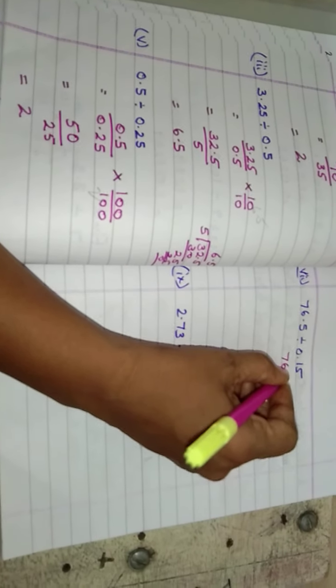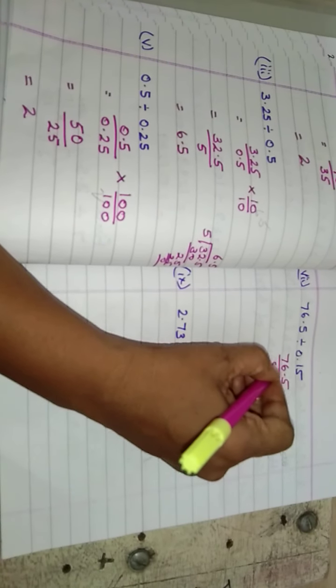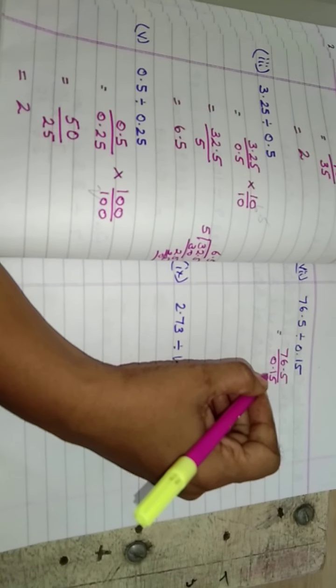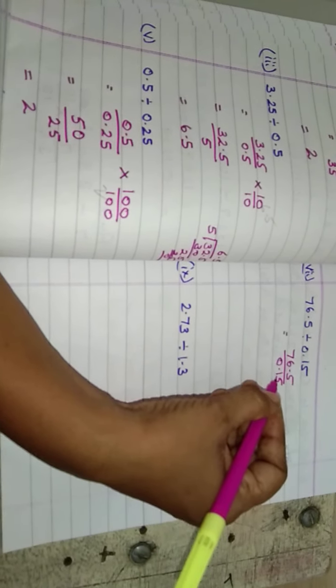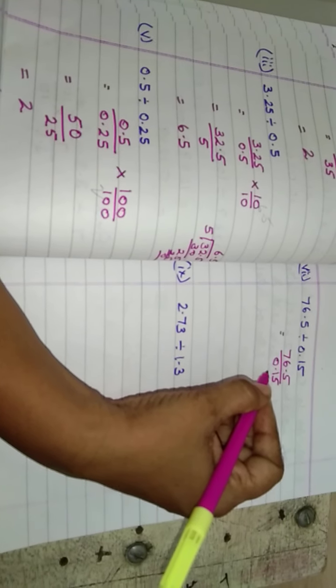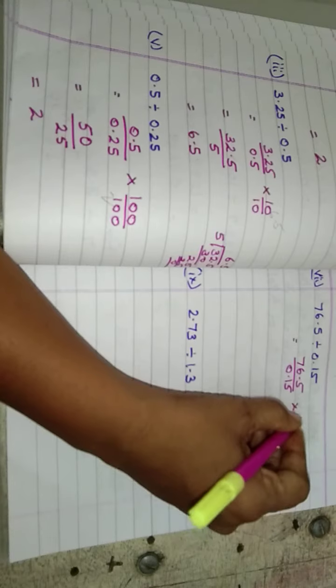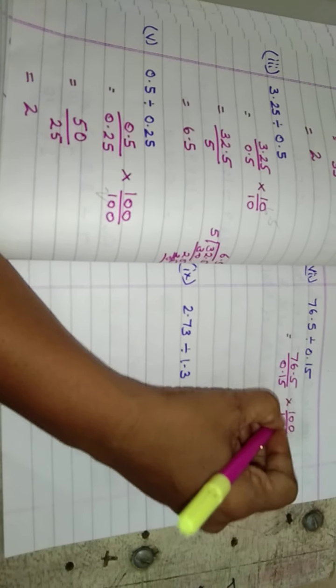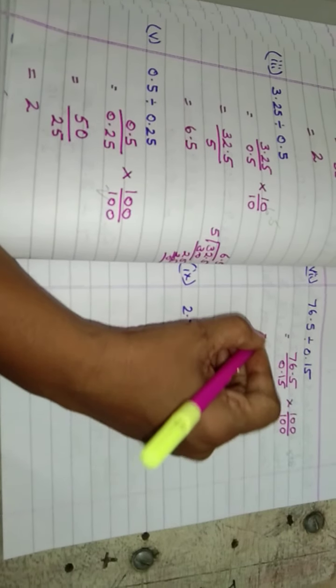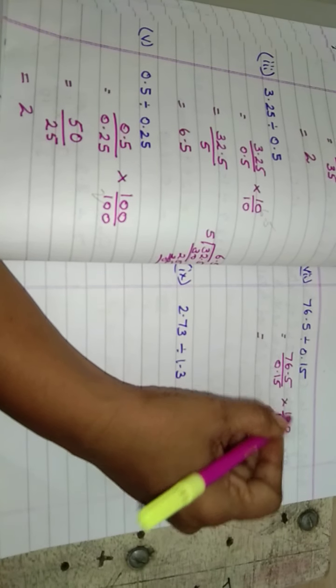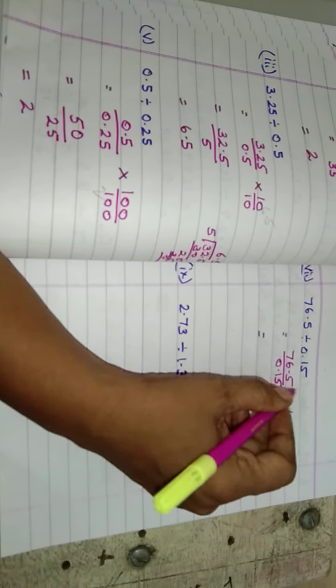Now, 76.5 divided by 0.15 is my question. Now again I have a decimal number, I cannot divide, I have to make it into a whole number. So see how many numbers are there after the decimal point? 2 places. So I have to multiply by 100. Now again, in the numerator, I have got only one number after the point, but I have got two zeros. So one 0, I will use it for removing the point.